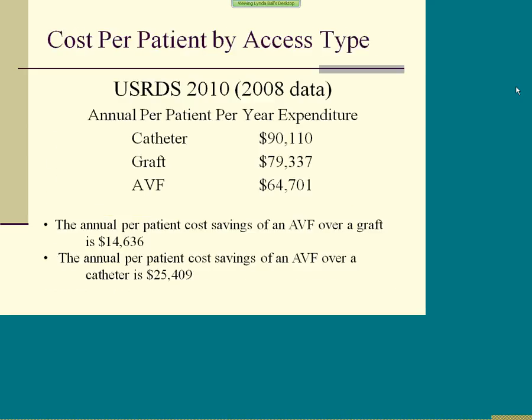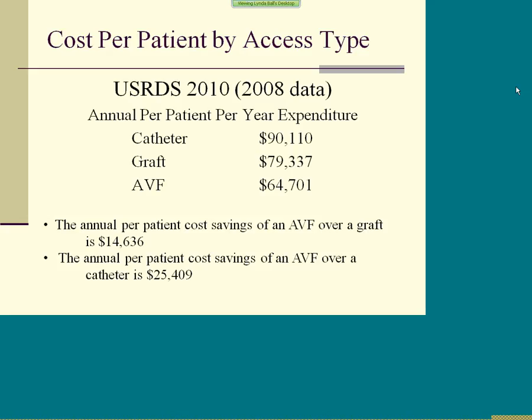Let's look at the cost per patient per year by access type. And this is from the United States Renal Data System, their 2010 information, which is actually 2008 data. So usually everything we get is 2 years behind, and that's why they're collecting all the claims data and information. So this is the annual per patient per year expenditure.